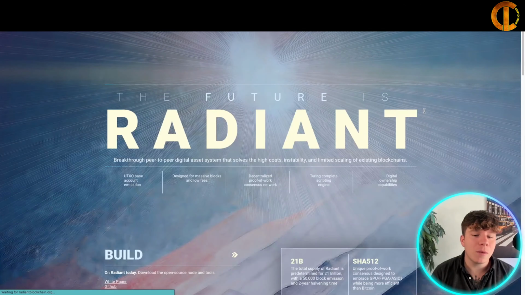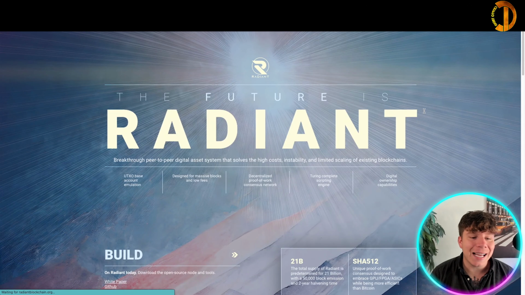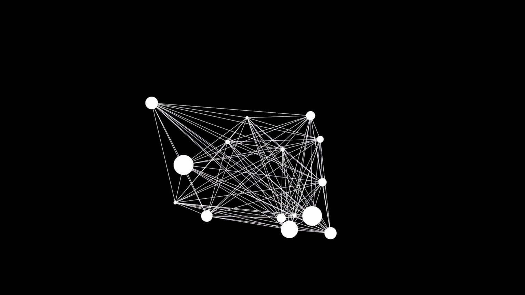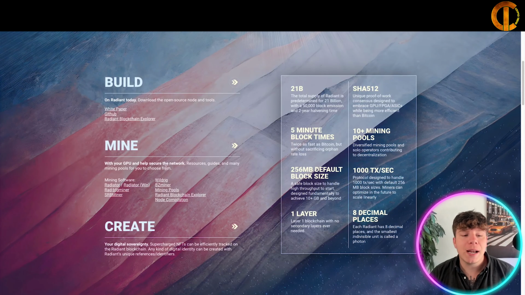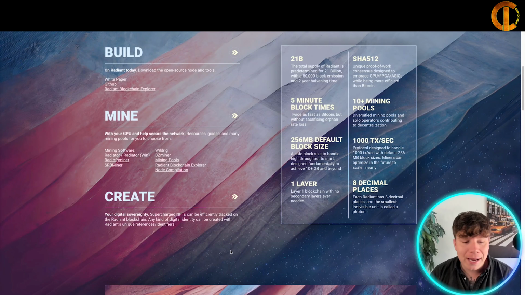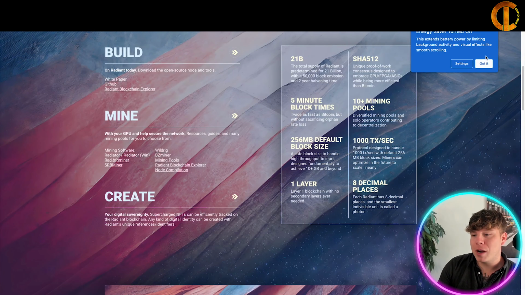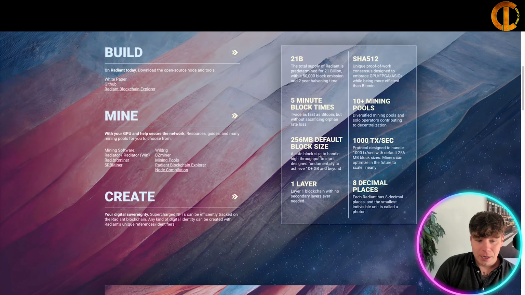Now, Radiant is probably one of my favorites. It's designed as a breakthrough peer-to-peer digital asset system that solves the high cost, instability and limited scaling of existing blockchains. It's fantastic. If you want to build, this is where you need to be. On Radiant today, download it. If you want to mine, you need to be on Radiant right now with your GPU, helping secure the network, to get involved right now. And if you just want to create, supercharged NFTs can be efficiently tracked on the Radiant blockchain. So get involved right now.